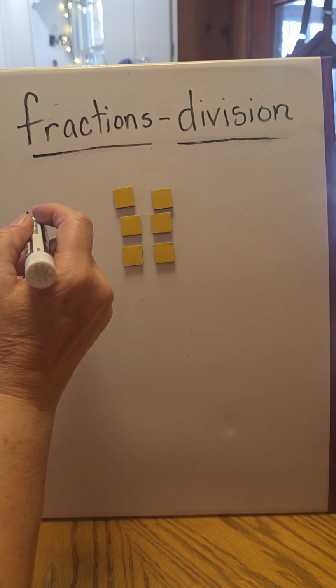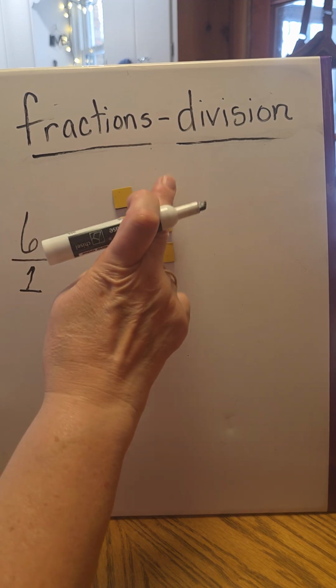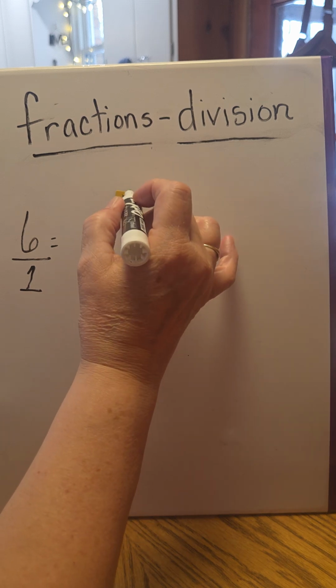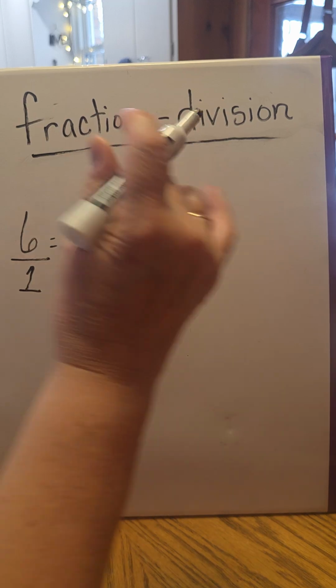So 6 over 1 are 6 ones. Here's 1, here's 1, here's 1. Here's a 1, and a 1, and a 1, and a 1, and a 1, and a 1.